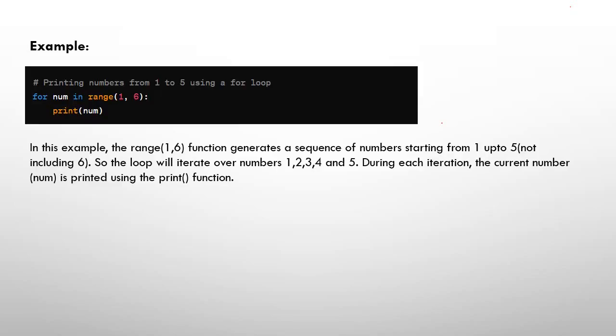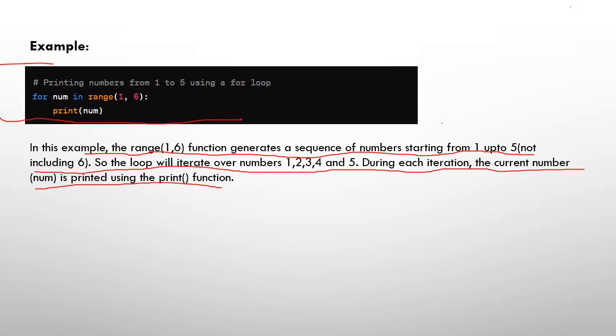Now let us see an example of for loop. Here is an example of for loop in which the range function generates a sequence of numbers starting from 1 up to 5. It will not include the number 6, and so the loop will iterate over numbers 1, 2, 3, 4, and 5. During each iteration, the current number num is printed using the print function. So this is a loop that is trying to print numbers from 1 to 5.